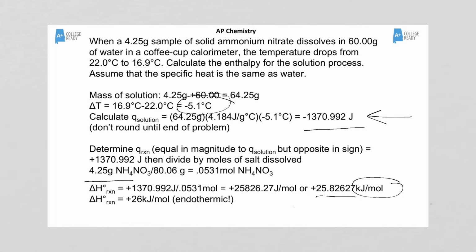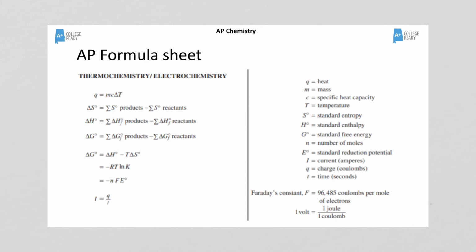I would never leave it like this on the AP exam. I would round it to 2 significant figures. Positive 26 kilojoules per mole. So yes, this is endothermic overall, which is what we would expect to have since we had a temperature drop.